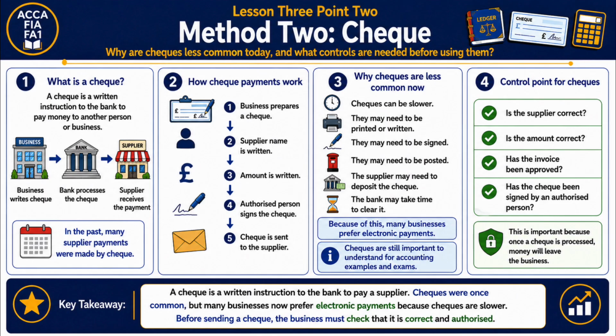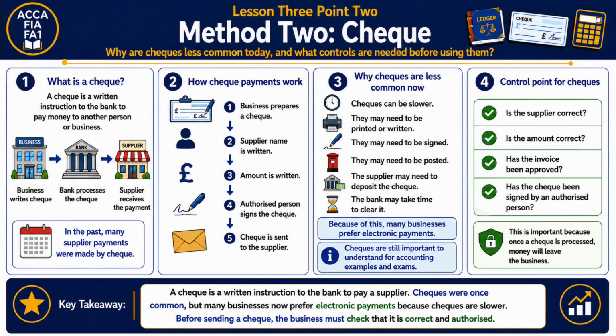Method 2. Check. The second method is check. A check is a written instruction to the bank to pay money to another person or business. In the past, many supplier payments were made by check. A business would prepare a check, write the supplier's name, write the amount, have it signed by authorized people, and then send it to the supplier. Historically, checks were very common. But today, check payments are becoming less common because many businesses now use online banking and electronic payments.